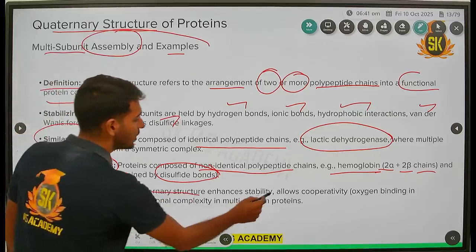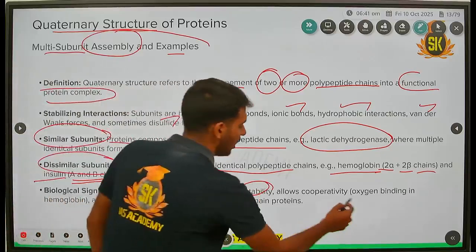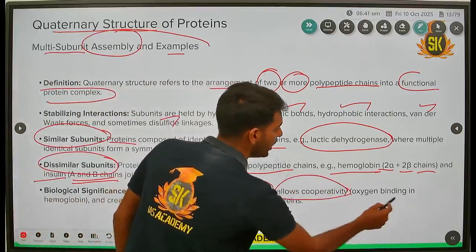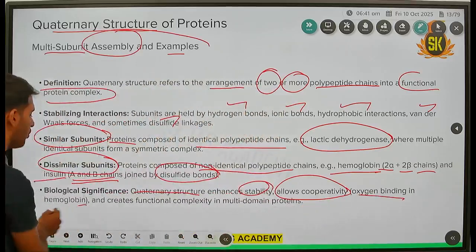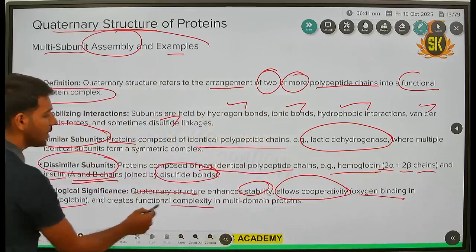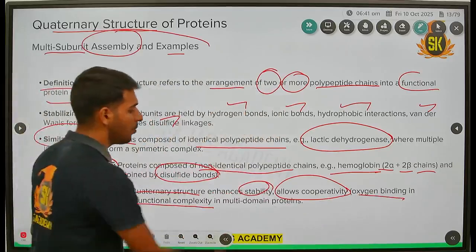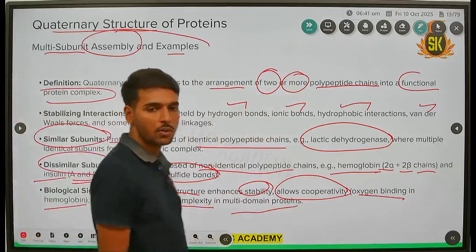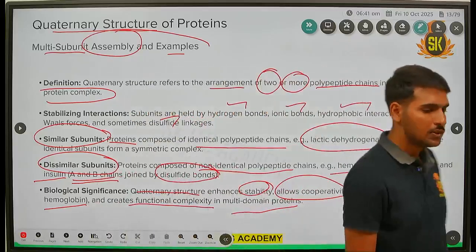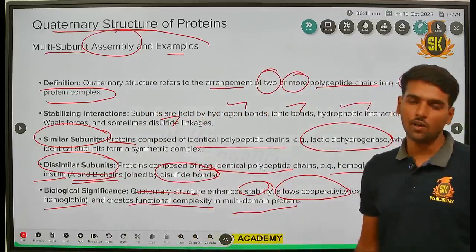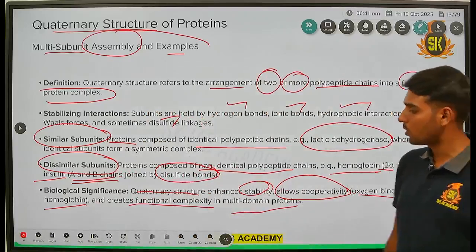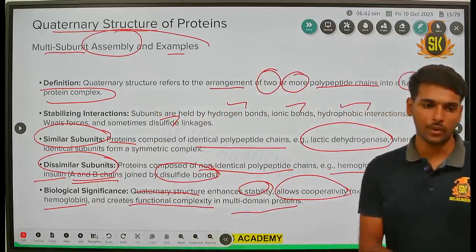Quaternary structure enhances stability, allows cooperativity, such as oxygen binding in hemoglobin, and creates functional complexity in multi-domain proteins. So this is what quaternary structure of proteins is. You can take a note until we move on to the next topic.